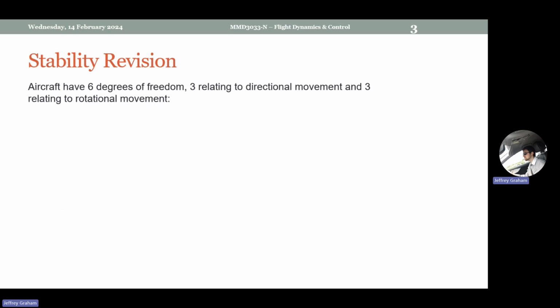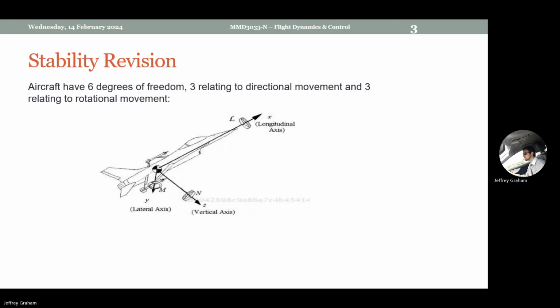Right, so just very quickly recap some of the basic concepts. Aircraft have 6 degrees of freedom. So we've got 3 axes involved here. As you can see there, we've got the lateral axis, the vertical axis, and the longitudinal axis. The 6 degrees of freedom come from the concept that an aircraft can rotate about each of these individual axes.